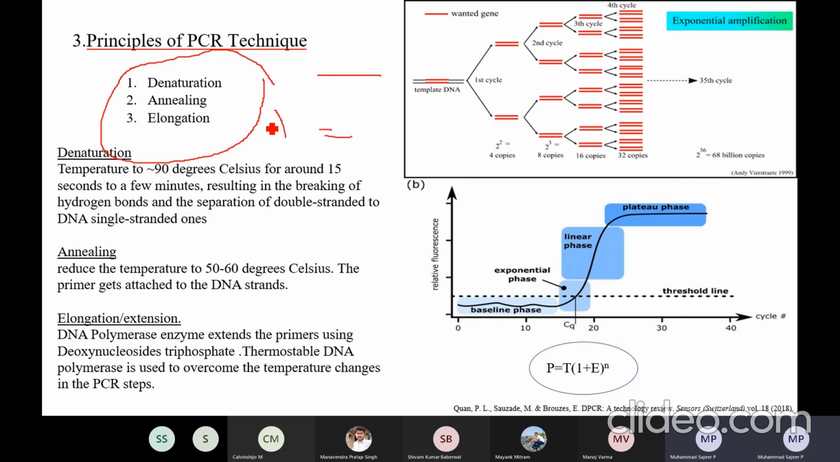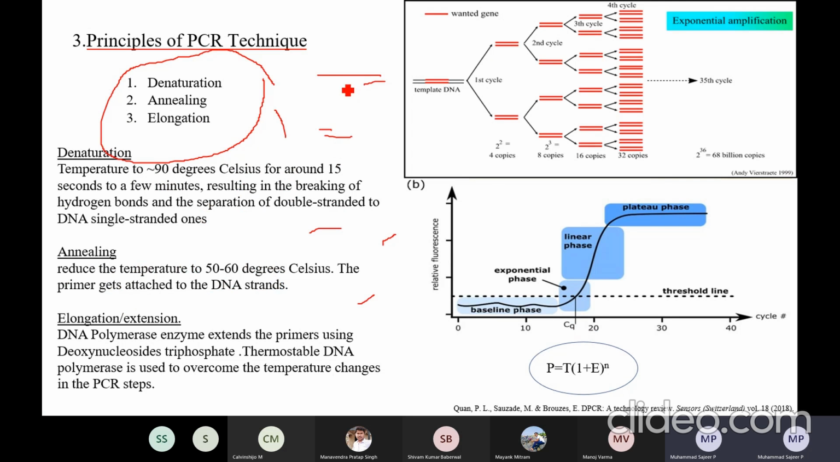Primers will get attached to the strands, and then in the elongation or extension step, the DNA polymerase enzyme extends the primer using the deoxyribonucleotides. This is a thermostable DNA polymerase, because we change the temperature, like 90, 50, and so on. So it is important that the enzyme we are using is thermostable.